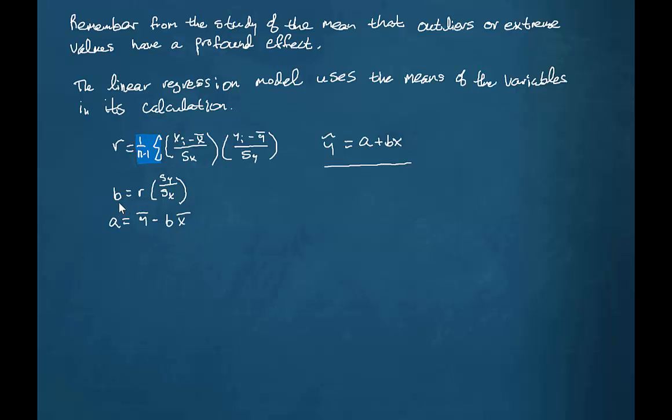And then b is calculated by r times the standard deviation of the y's over the standard deviation of the x's. And r is calculated using the means also. Remember that these are the z-scores for the x values and the y values respectively. So it makes sense then that the linear regression model would also be sensitive to outliers. Or in other words, the linear regression model is not resistant to outliers.